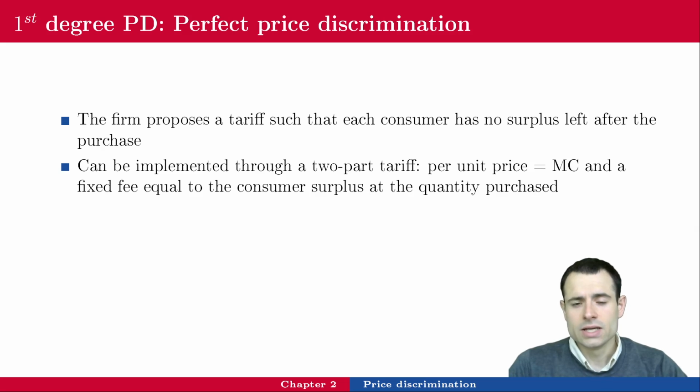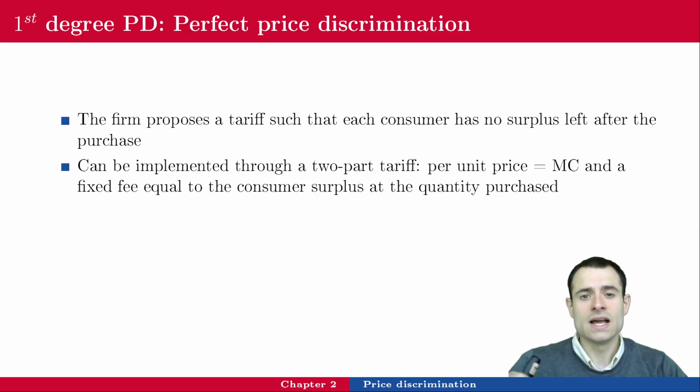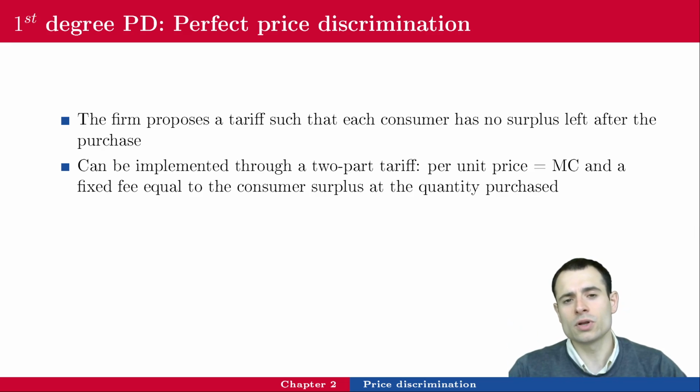In practice, it can be implemented through a two-part tariff. Not only will the firm propose a per unit price, in this case equal to the marginal cost, but it will charge a fixed fee on top of that equal to the consumer surplus at the quantity purchased. I will show you how this looks like on a graph in the next slide.